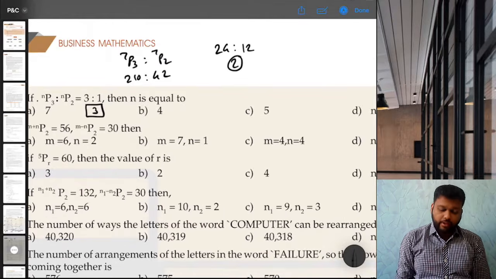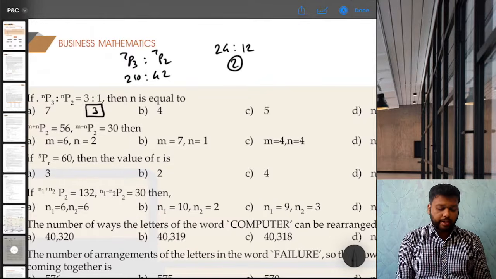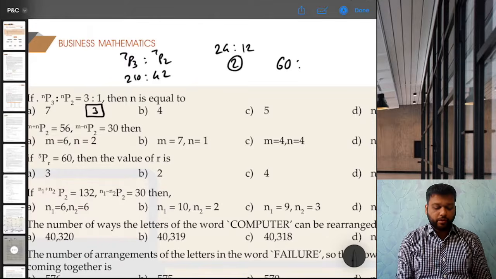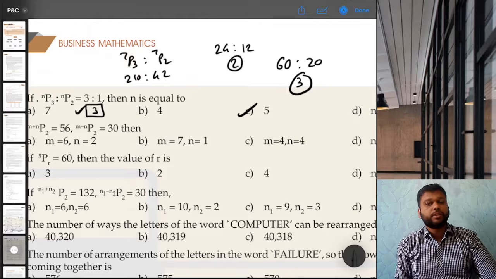Let's take 5p3. 5p3 is 5 factorial by 2 factorial, which is 5 into 4 into 3, that is 60, is to 5p2. 5p2 is 5 into 4, that is 20. 60 by 20 is 3, which is our correct answer, so 5 is the correct answer.